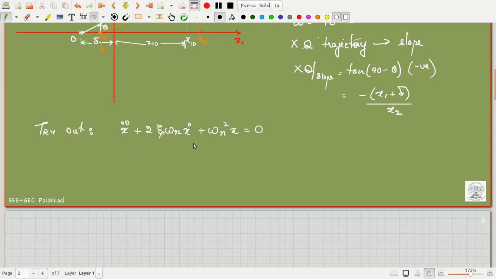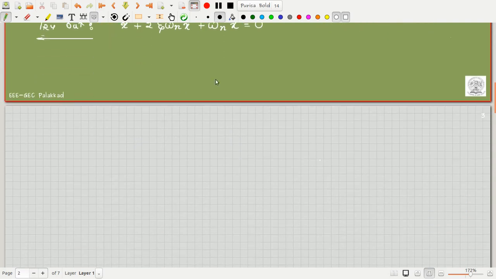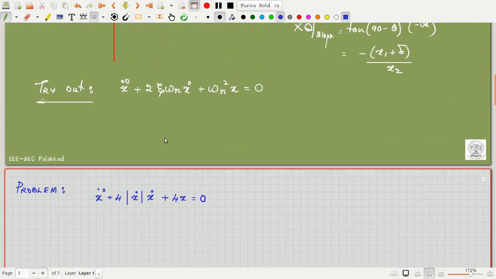This we can easily make in terms of omega. So now we will do a system with a nonlinear damping. Instead of this linear damping, we will look at a system with nonlinear damping. We'll consider the system x double dot plus 4 modulus of x dot into x dot plus 4x equal to 0.